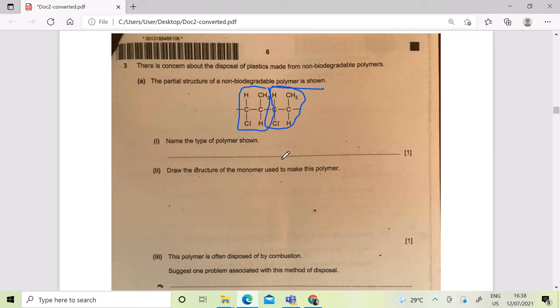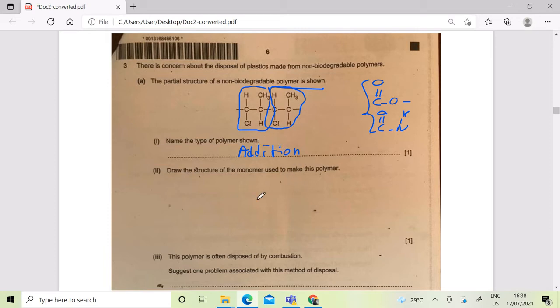Therefore, obviously you do not have ester bonds. Obviously you do not have amide bonds. So therefore, definitely this should be an addition polymer. If you have, as you know, ester bonds or amide bonds, it should go for the condensation polymer, but here it should be addition polymer.